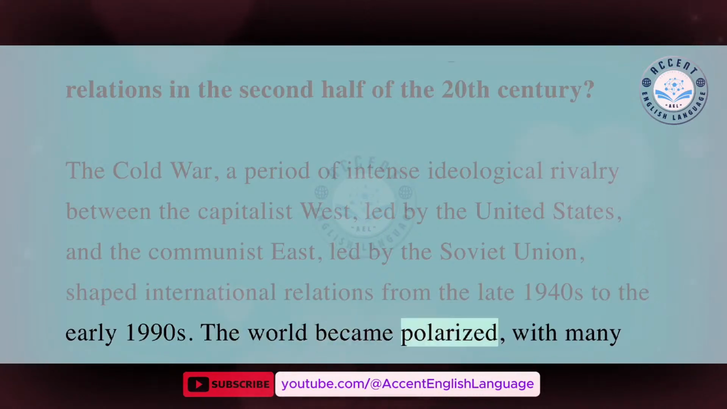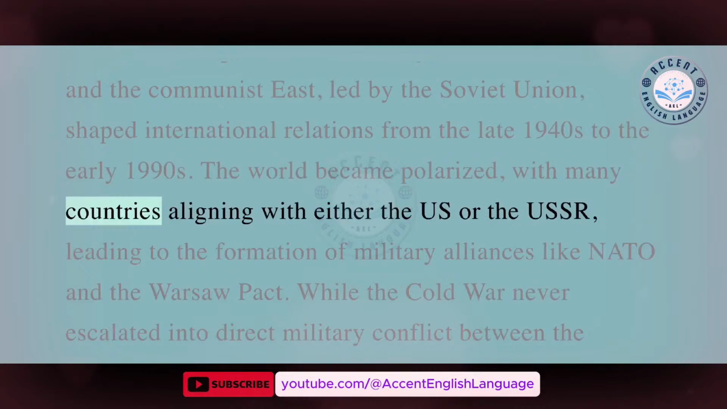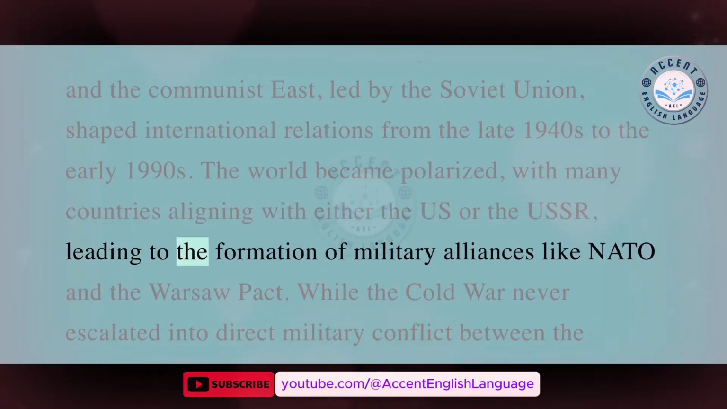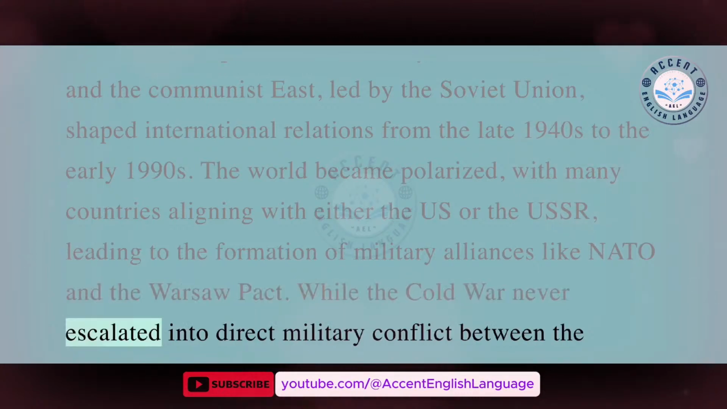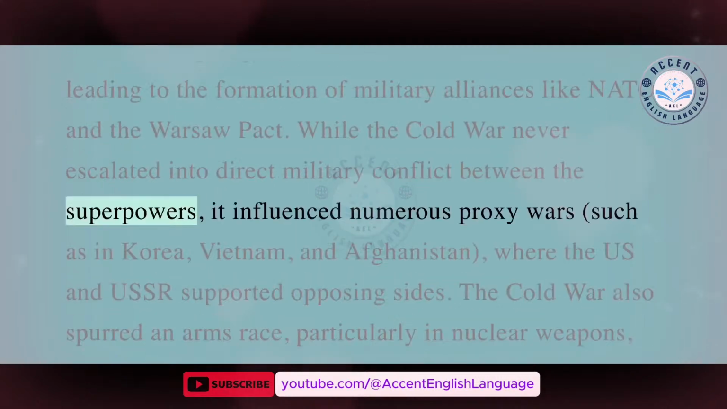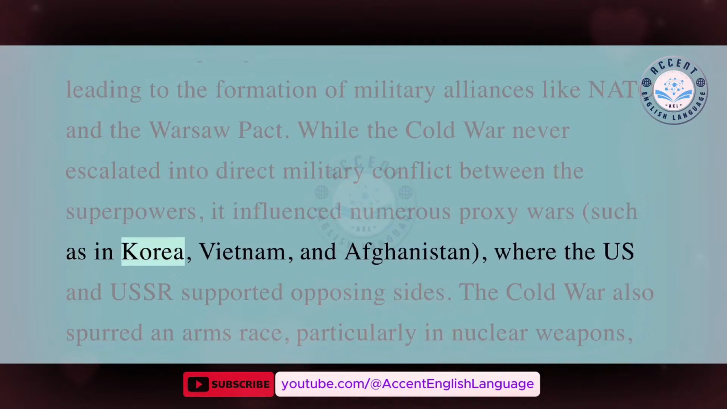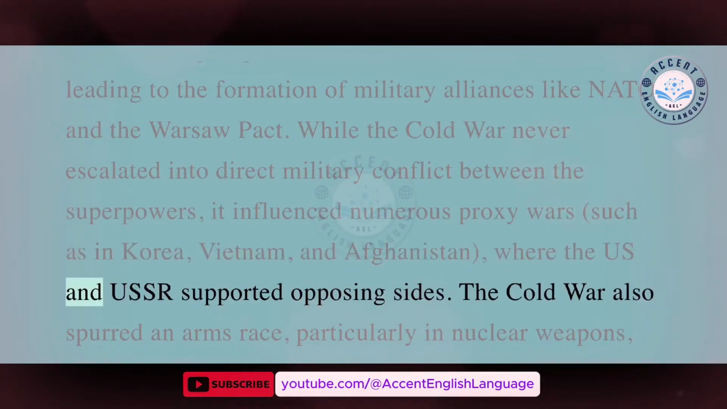The world became polarized, with many countries aligning with either the US or the USSR, leading to the formation of military alliances like NATO and the Warsaw Pact. While the Cold War never escalated into direct military conflict between the superpowers, it influenced numerous proxy wars, such as in Korea, Vietnam, and Afghanistan, where the US and USSR supported opposing sides.